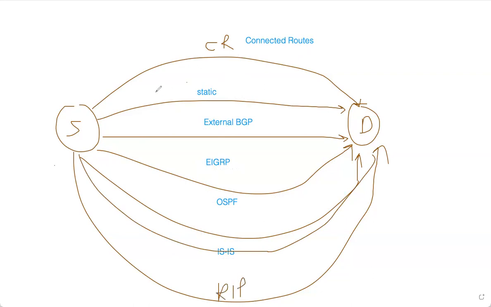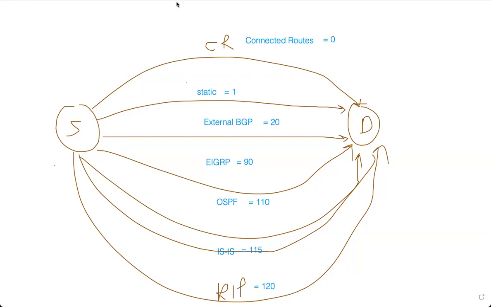So the industry thought that, okay, if the route is a connected route, let's give the AD value as 0. Static route, the AD value is 1. EBGP, the AD value is 20. EIGRP, the AD value is 90. OSPF, the AD value is 110. IS-IS, the AD value is 115. RIP, the AD value is 120. So the industry thought that, okay, if there is a route that exists in connected routes, let's put the AD value as 0. Static route 1, like that. So the industry defined these values.